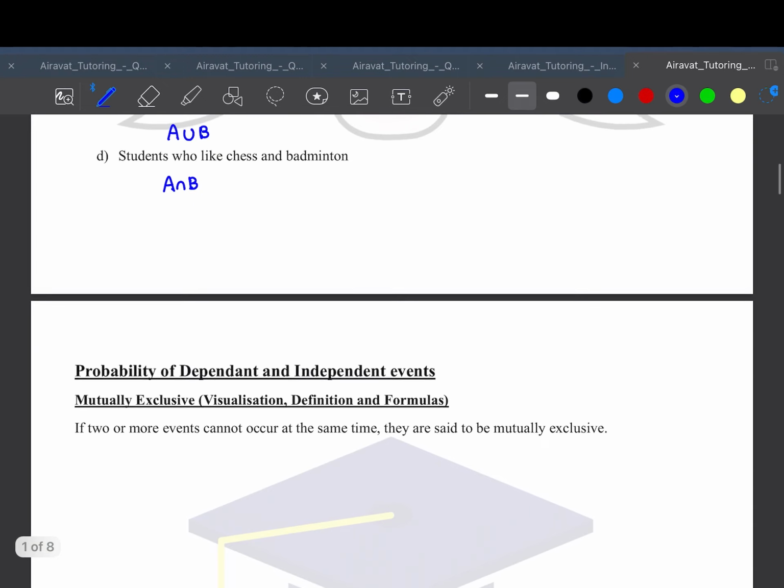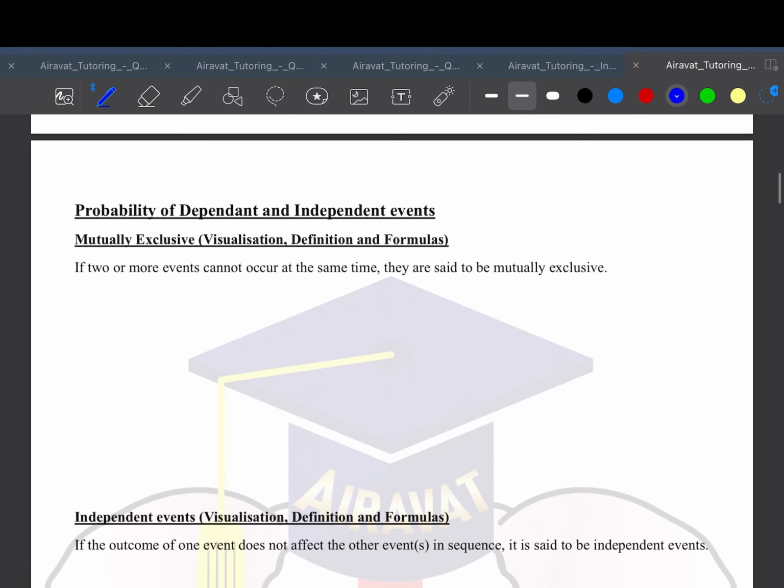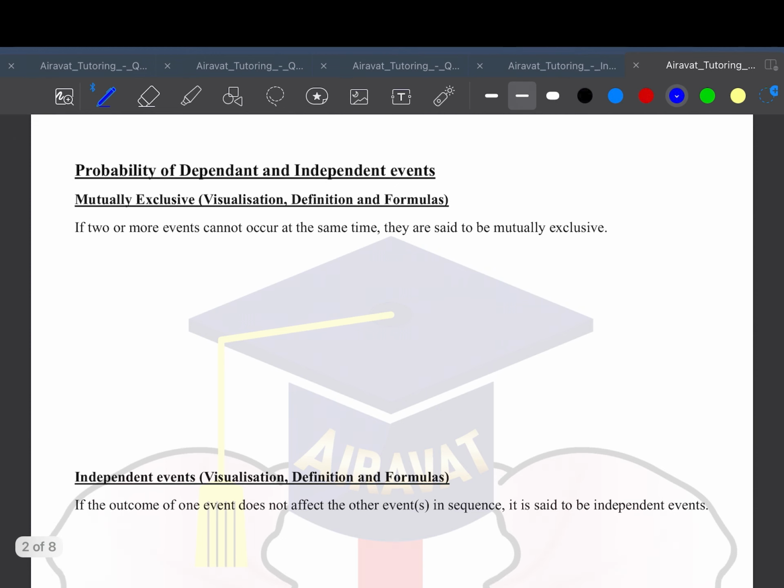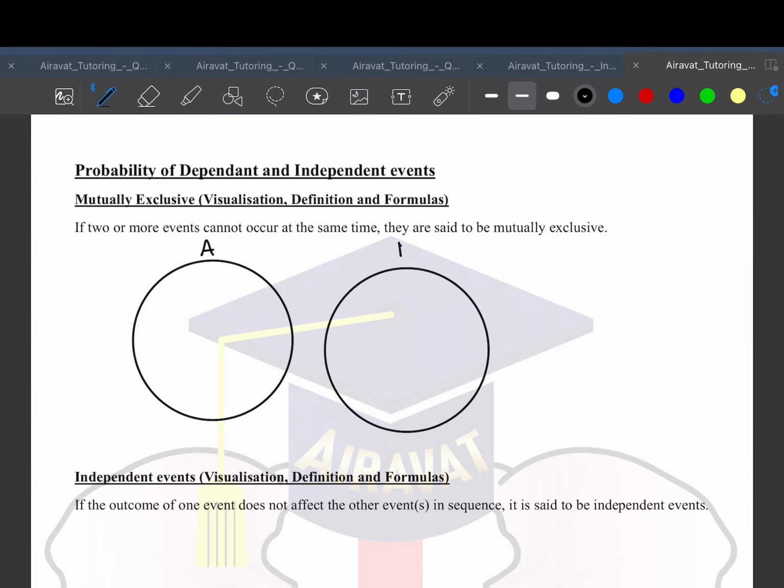Okay, so let's now move on to learning these new concepts of mutually exclusive events, independent events and dependent events. So what is mutually exclusive? Well, if 2 or more events cannot occur at the same time, they are said to be mutually exclusive events. So let me quickly give you a visualization of this using a Venn diagram. There you go. So here is a Venn diagram of 2 datasets A and B. Now you can clearly see that there is no intersection between these two, and this is what mutually exclusive represents, when 2 things cannot occur at the same time.